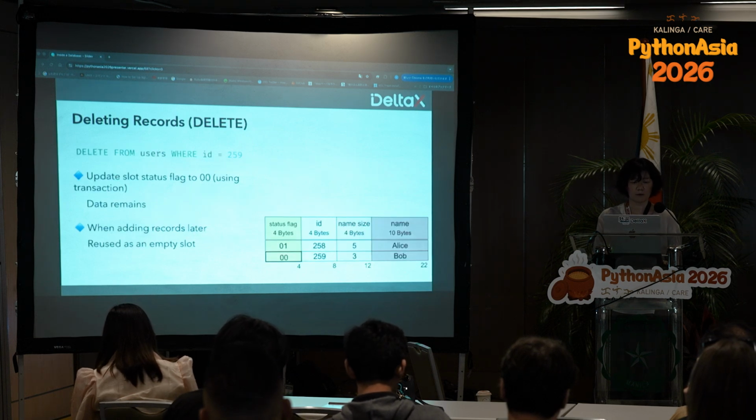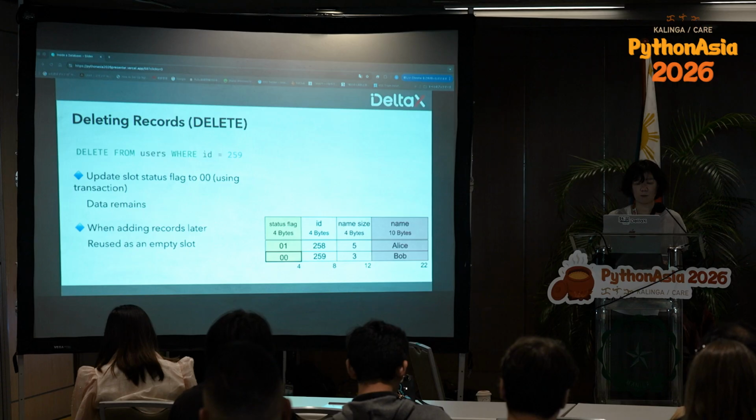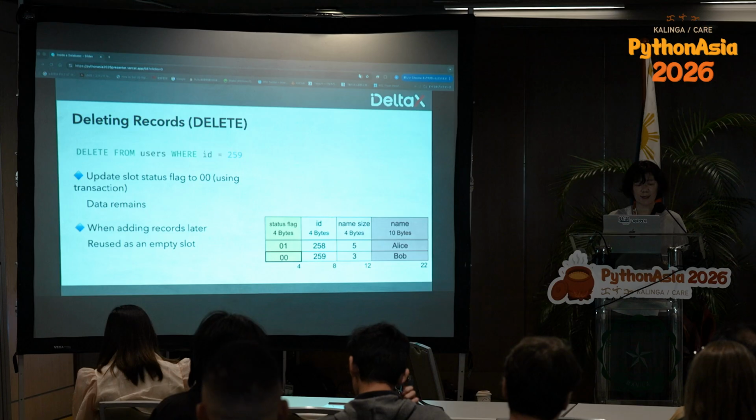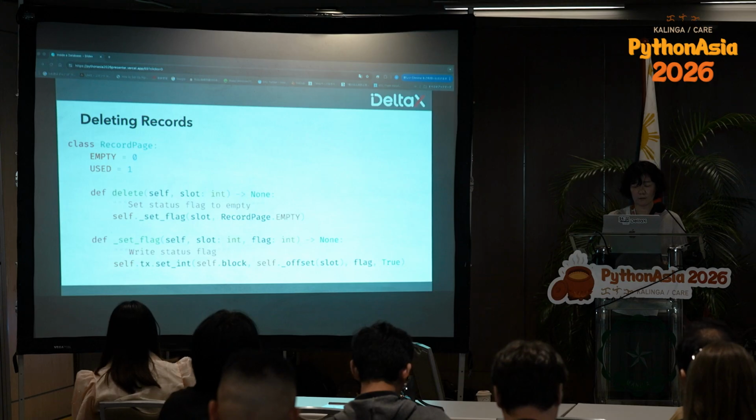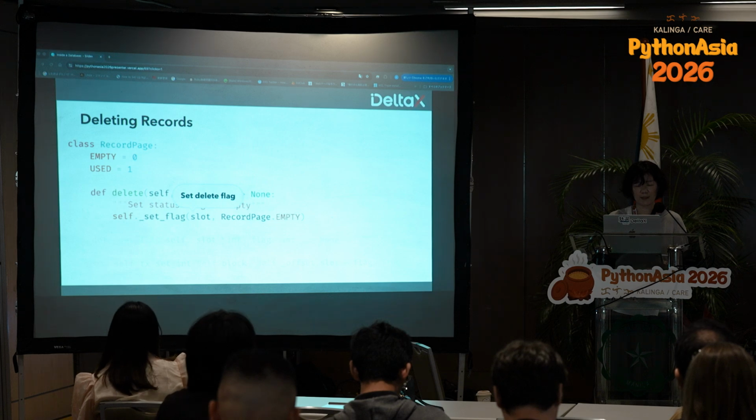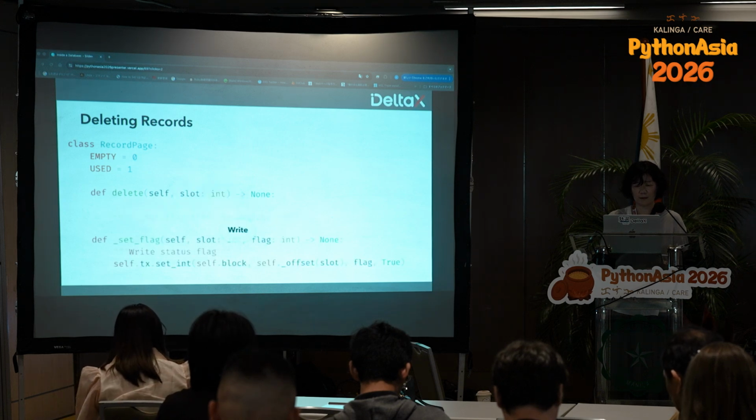When deleting a record, the data is not deleted immediately. Using the transaction, we just update the slot status flag to 00. The actual data remains in the slot. Later, when adding new records, this slot will be used as an empty slot. The delete method updates the status flag of the specified slot to empty.